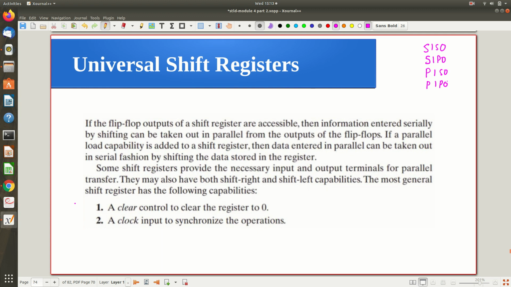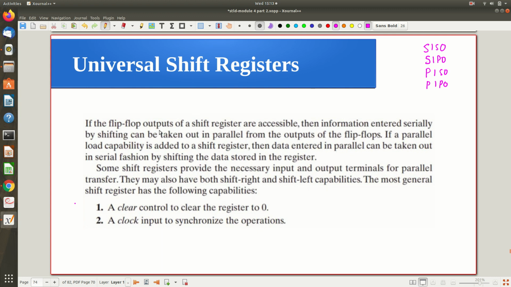Now if you can come up with a single register that can do all these things, it should be able to do serial in, parallel out, parallel in, serial out, parallel in, parallel out, shift right, shift left. If a single register is capable of doing all those things, we can call it universal, because it can do everything. Universal shift registers.